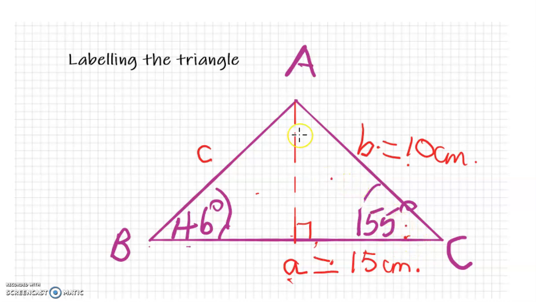Here we have a scalene triangle, triangle ABC. Here's vertex B, here's vertex A, here's vertex C. Why is it a vertex? Well, two lines meet at a point. Two lines here meet at a point, and two lines here meet at a point. So we have vertices.